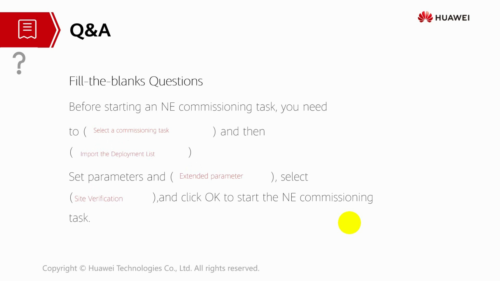So now the statement is complete. Before starting the any commissioning task, you need to select a commissioning task and then import the deployment list, set parameters and extended parameter, select site verification, and click OK to start the any commissioning task.